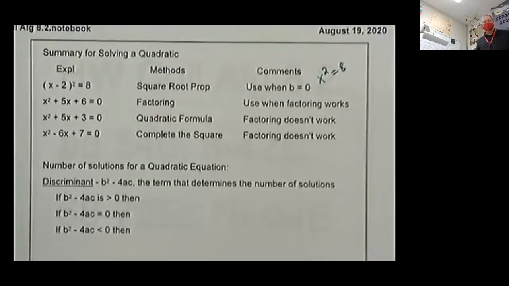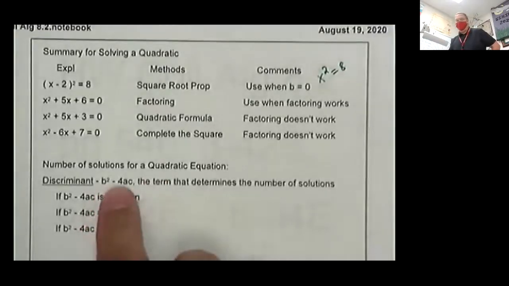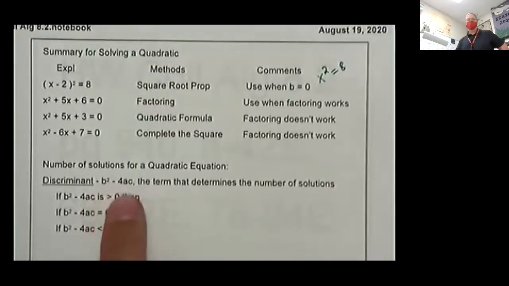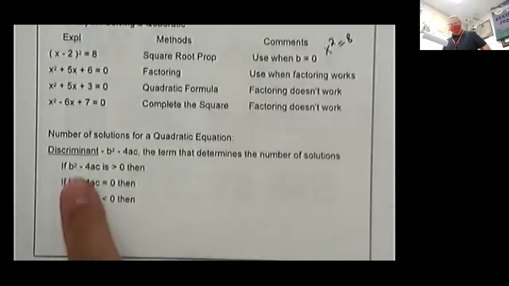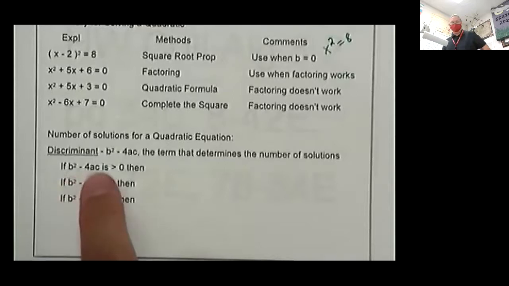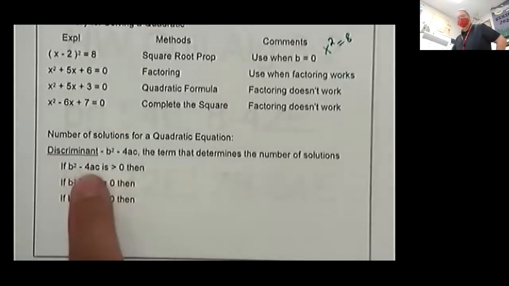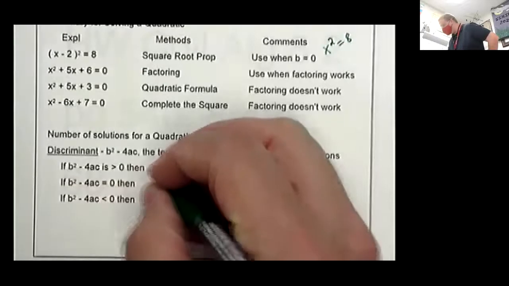To tell the number of solutions for a quadratic equation, we're going to use the discriminant. The discriminant is a portion of the quadratic formula. That's the b squared minus 4ac part. It's the term that determines the number of solutions. And here's what's going to happen. If the discriminant, b squared minus 4ac, is positive, right? If it's a positive number, if we get 5, 10, 16, 25, then we have to get 2 real solutions.